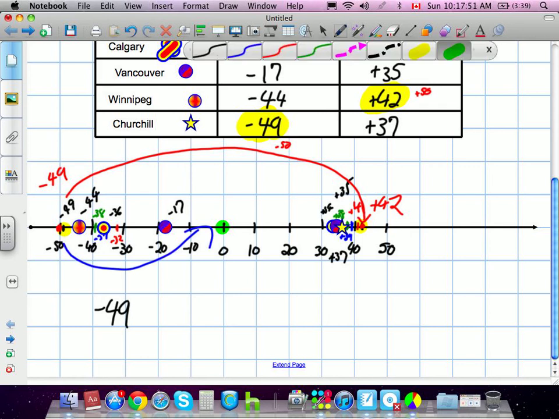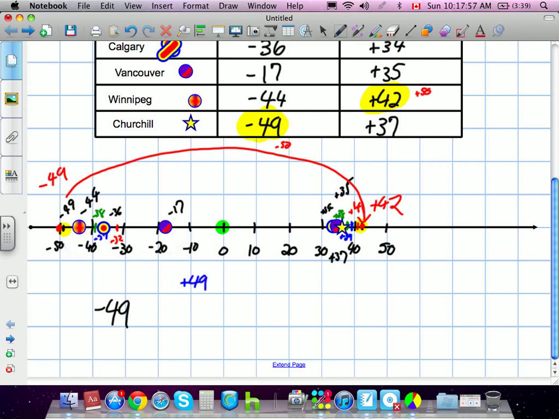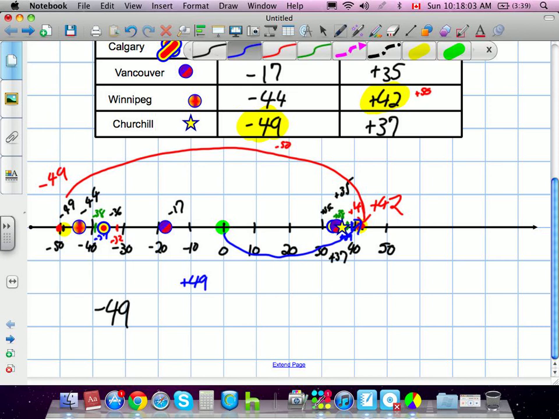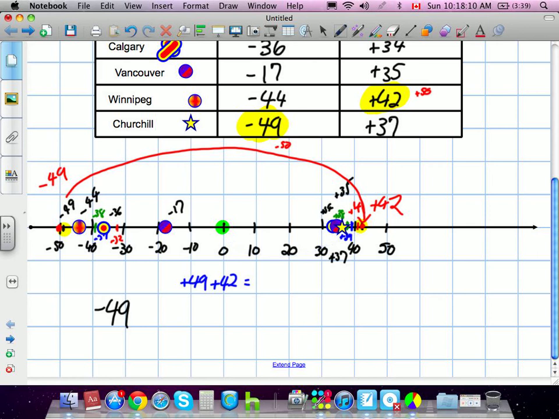And then from there, we went from 0 to positive 42. How many steps is that? 42. Yeah. Again, we went in a positive 42. So if we add these two numbers together, we know how far it's gone. So what are these two numbers added together? 91. So if we were to make an addition question out of this, what would the addition say?